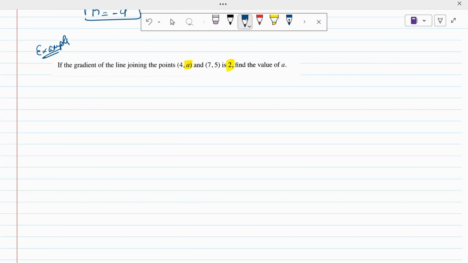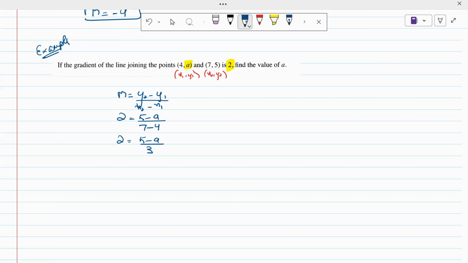So since the gradient is given, we'll definitely start with the gradient formula. And if you want, you can label these points as x1, y1, x2, y2. The gradient in this case, m is equal to y2 minus y1 upon x2 minus x1. Gradient is given as 2, so 2 is equal to 5 minus a upon 7 minus 4. 2 is equal to 5 minus a upon 3.